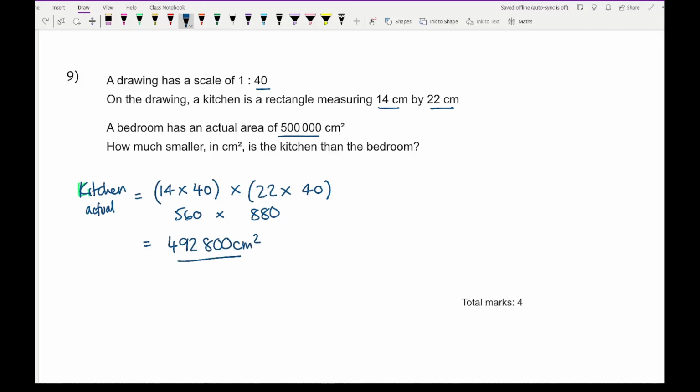numbers from each other. So the difference is then going to be 500,000 minus 492,800, and that gives me an answer of 7,200, and that's centimeters squared.